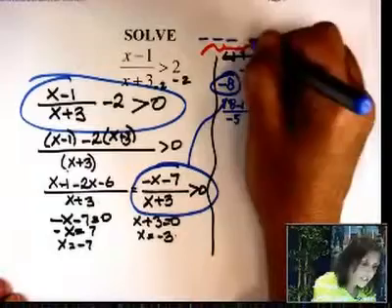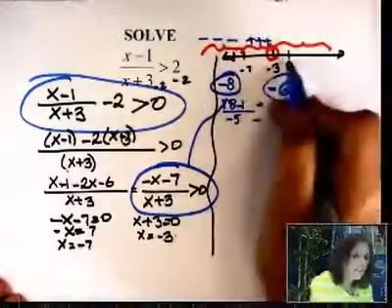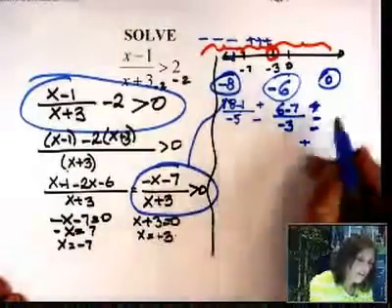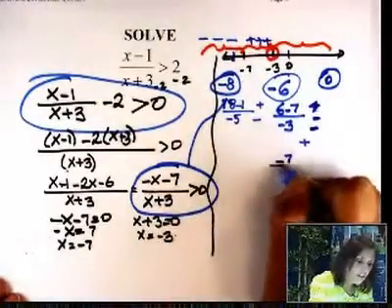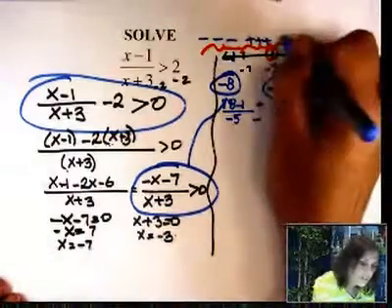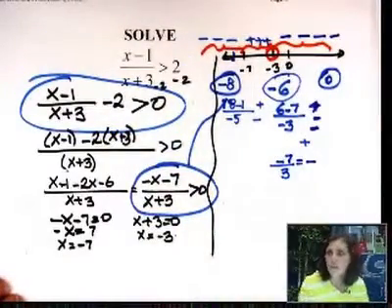So here you're going to get positive. And to the right, let's pick 0. And let's test that. I put it in here. You're going to get negative 7 over 3, and then that's going to give you a negative. So I'm just doing it by plugging in different test numbers.